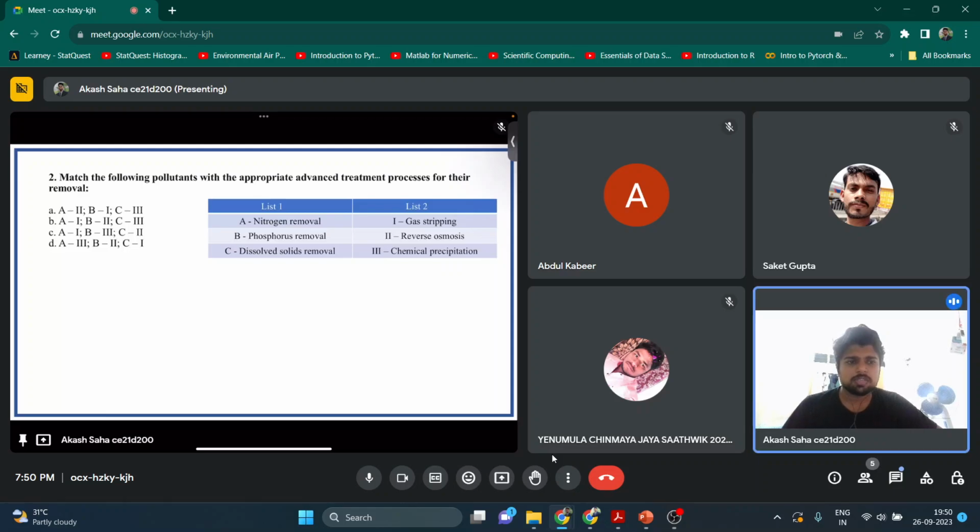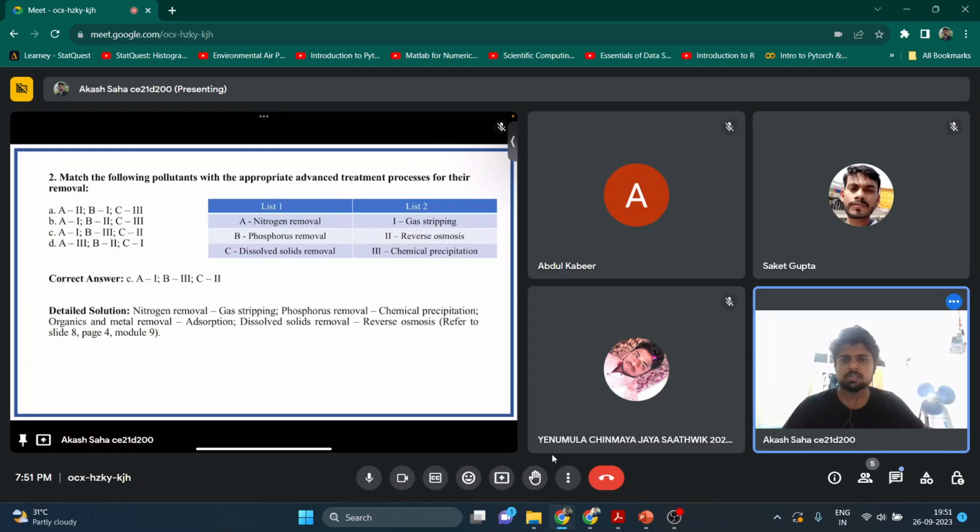So for nitrogen we use ammonia stripping, right? You know that in wastewater we have ammonium ion present. So with the help of the gas stripping mechanism, we remove it in the form of ammonia. We will increase the pH and it will be removed. So for nitrogen removal, we use gas stripping. For phosphorus removal, it can be easily removed with the help of some chemicals, so it is removed by chemical precipitation. And for dissolved solids removal, we use reverse osmosis. Okay, so this is the answer.